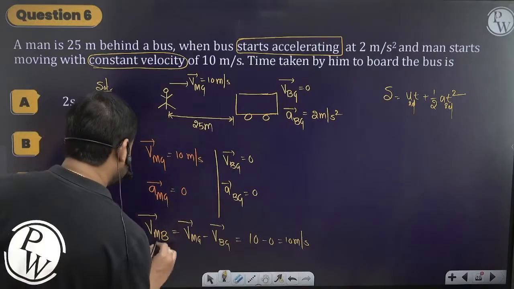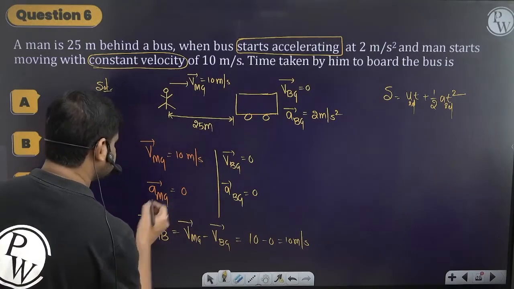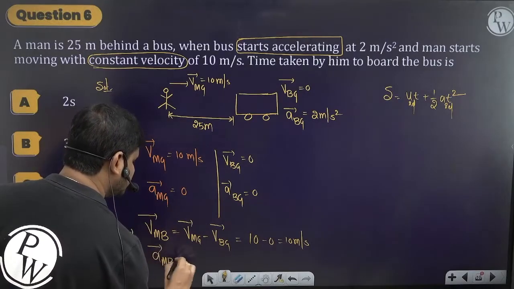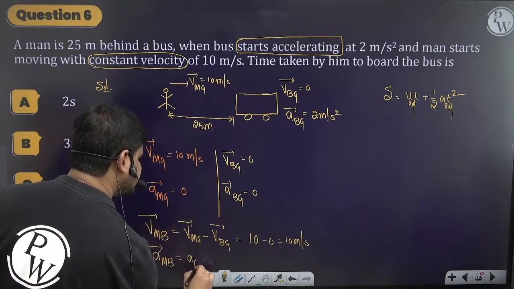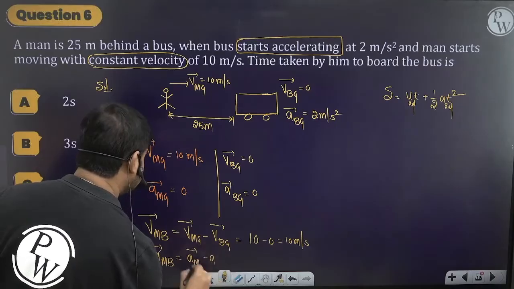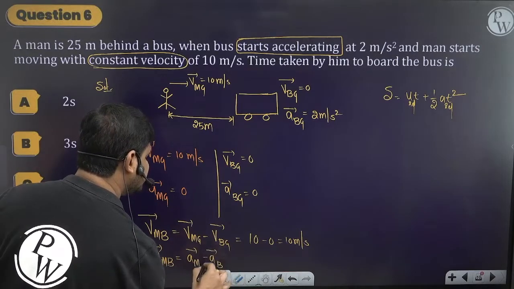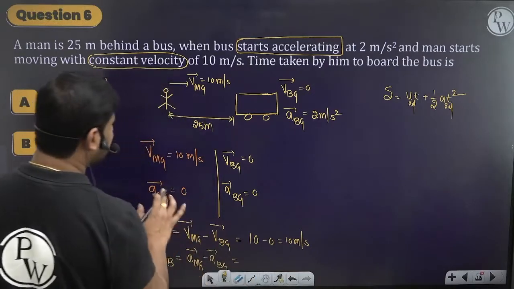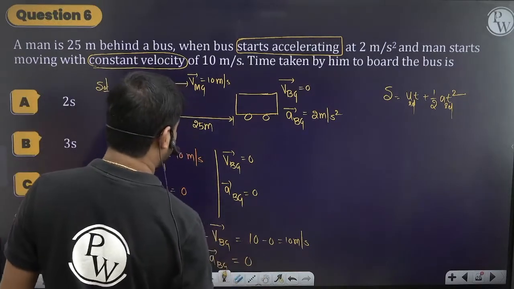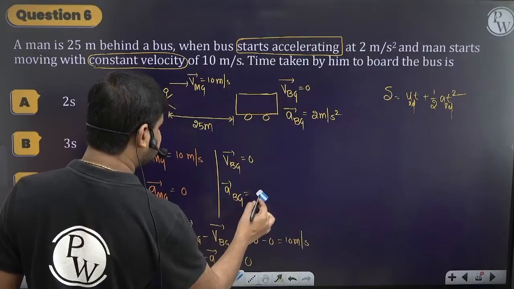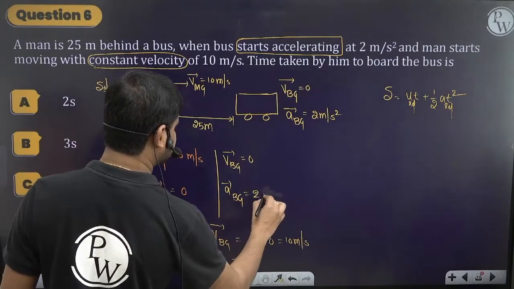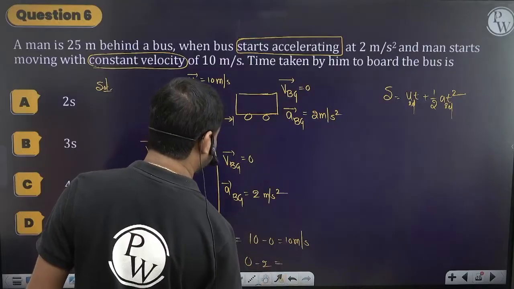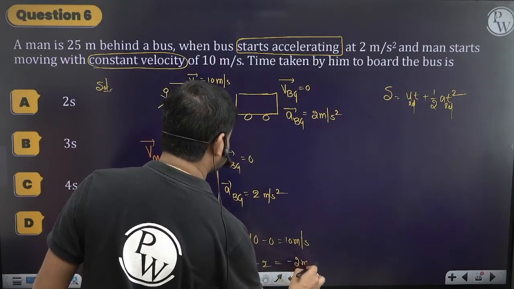And then what is A MB, the acceleration of the man with respect to the bus? It is the acceleration of the man minus the acceleration of the bus, both with respect to ground. The acceleration of the man with respect to ground is 0, and the acceleration of the bus with respect to ground is 2 meters per second square. So that's why it's going to be minus 2 meters per second square.